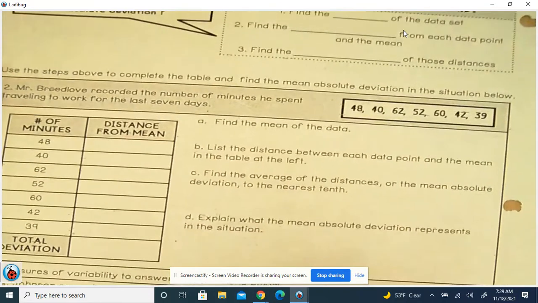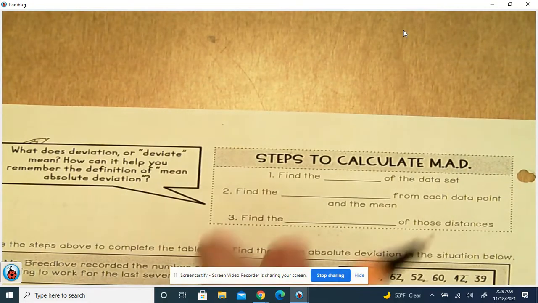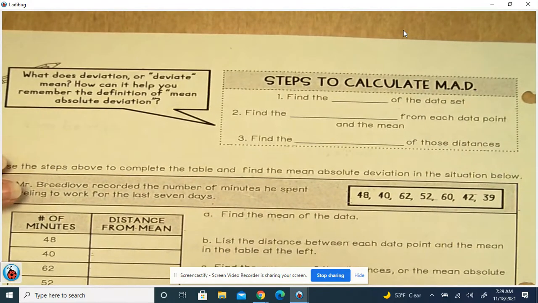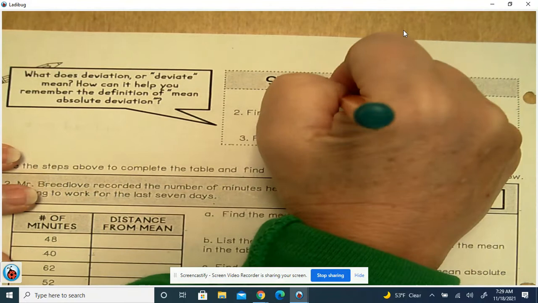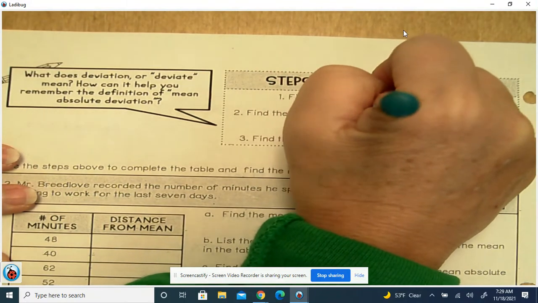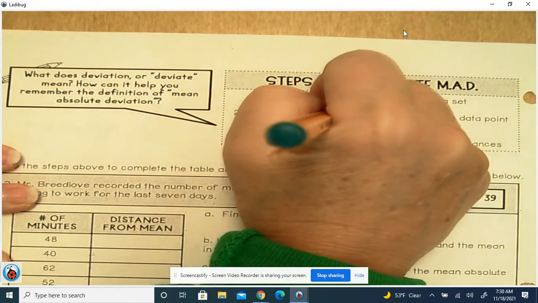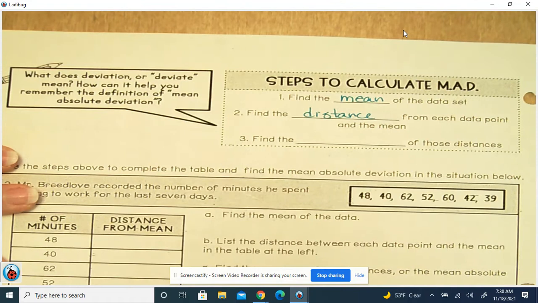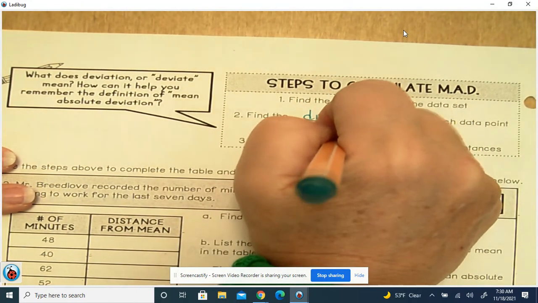All right. Steps to calculate the mean absolute deviation. We'll fill this in, but then I'll show you on another sheet of paper how to do it. So the first thing to do would be to find the mean of the data set. And then you find the distance from each data point to the mean. And then we find the average of those distances.